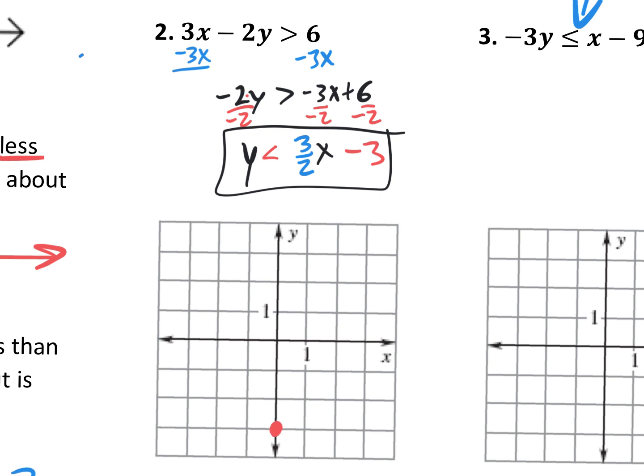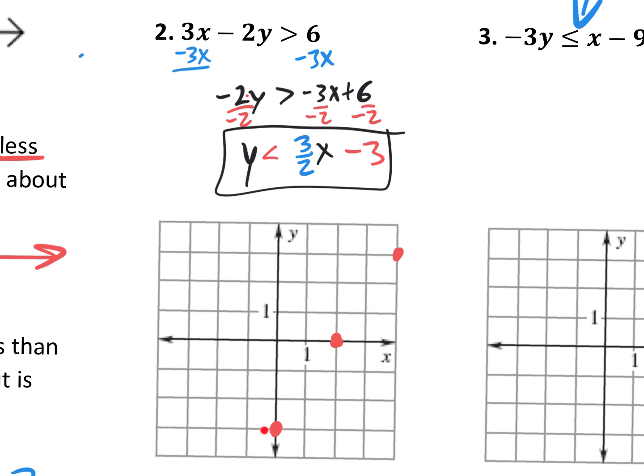And from this point, I am rising 3 because it's positive, and I'm running 2. Rise 1, 2, 3, run 2, put a dot right here. I hope everybody's keeping up with me on your notes. And then we're going to rise 3 again, 1, 2, 3, run 2, put a dot right here. And now I need to draw my line.